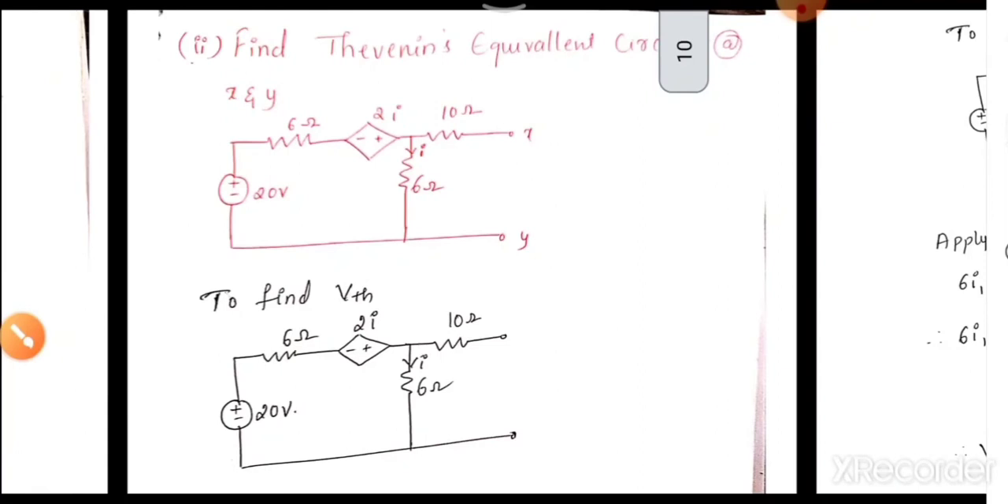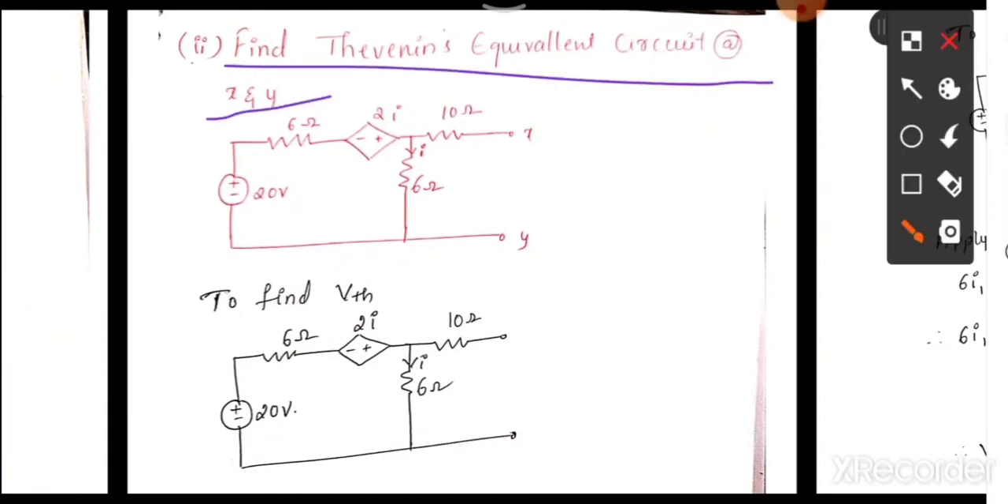Okay, next we'll see a Thevenin's equivalent numerical in which we have a dependent source. Let's find the Thevenin's equivalent circuit at X and Y, as they have asked. They may ask you anything, like current flowing through any resistance or voltage across that resistance, or like this only, find Thevenin's equivalent circuit at XY.